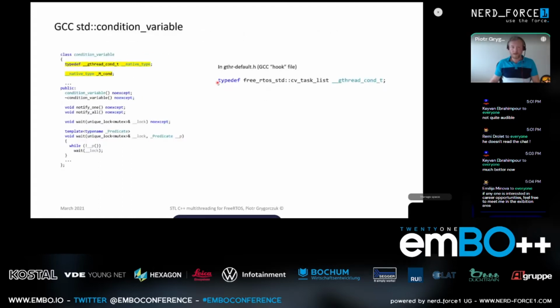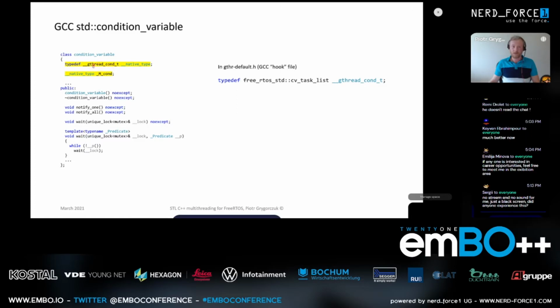Next is the condition variable. On the left is exactly how it is in GCC. This is the GCC implementation, and you can see here that they have this native type, the condition variable primitive. This is the mapping to the type in my GCC hook, and then I had to introduce my own type.